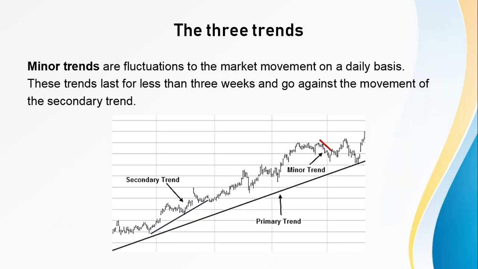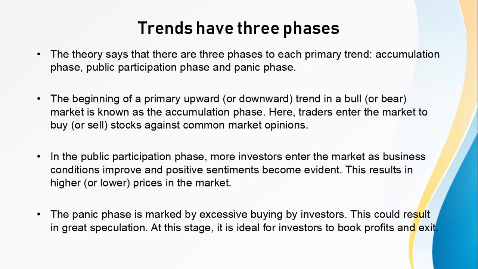Now let's look at the last trend, that is the minor trend. Minor trends are fluctuations to the market movement on a daily basis. These trends last for less than 3 weeks and go against the movement of the secondary trend. Here we have an example of the minor trend, and it's marked in red so you can identify it easily.